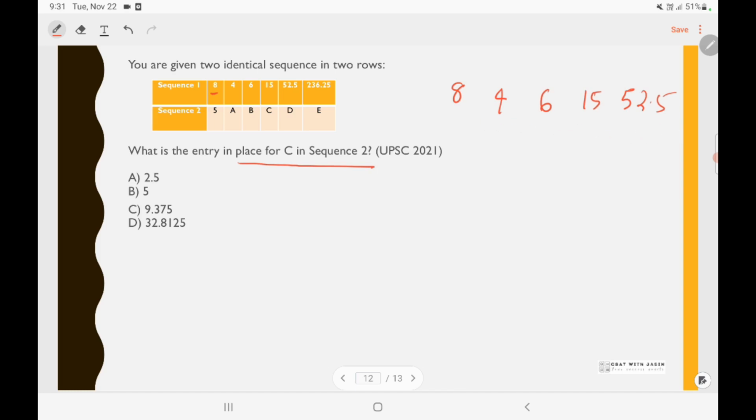So in these kind of questions, most probably the 8 will be multiplied by a fraction, then 4 will be multiplied by a fraction. You know that 8 into half is 4. Then 4 into 3 by 2 is 6. Then 6 into 5 by 2 is 15. 15 into 7 by 2 is 52.5. So in this way you need to find out the fraction that is being multiplied with each term.